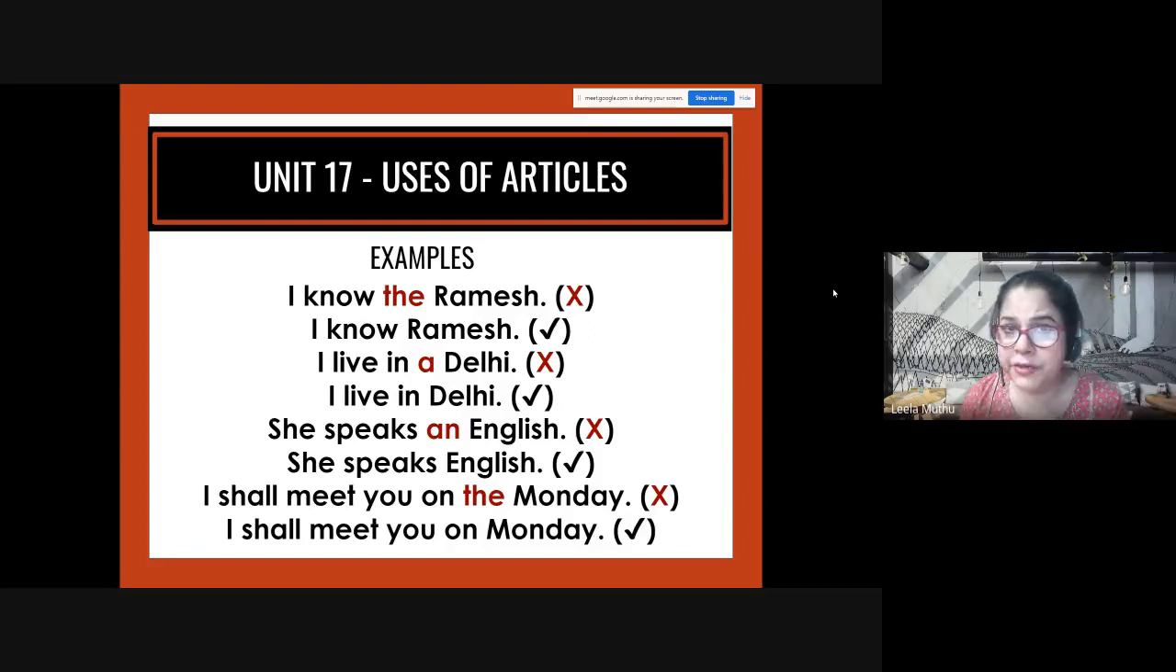Now, just to see how ridiculous it sounds, before you use articles in front of proper nouns. So, I know the Ramesh. Oh, sounds terrible. I know Ramesh. I live in the Delhi. Terrible, terrible. I live in Delhi. She speaks an English. She speaks English, for heaven's sake. I shall meet you on the Monday. Oh my God. You cannot meet anybody on the Monday or the Tuesday or the Wednesday. You can only meet them on Monday, Tuesday, or Wednesday. See? So you can make out when you see the examples that it is not correct. It doesn't sound right at all.